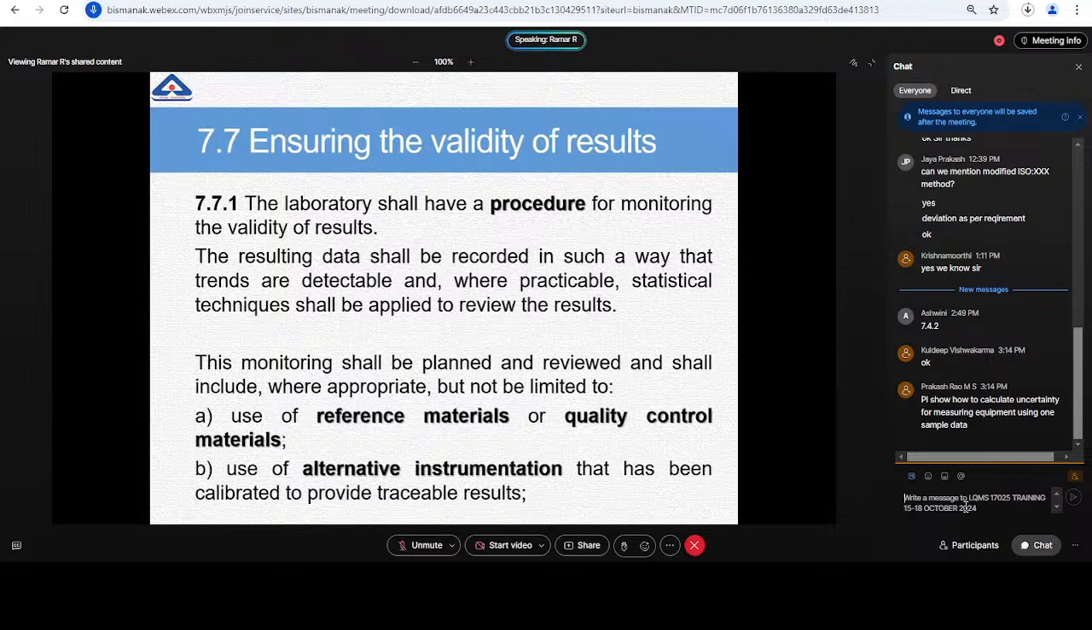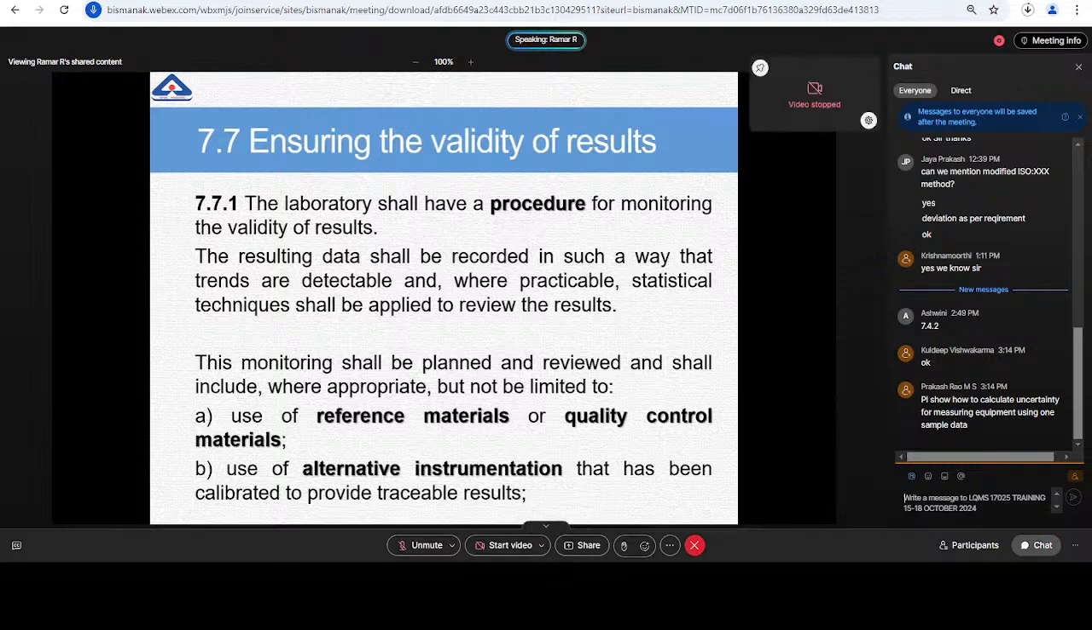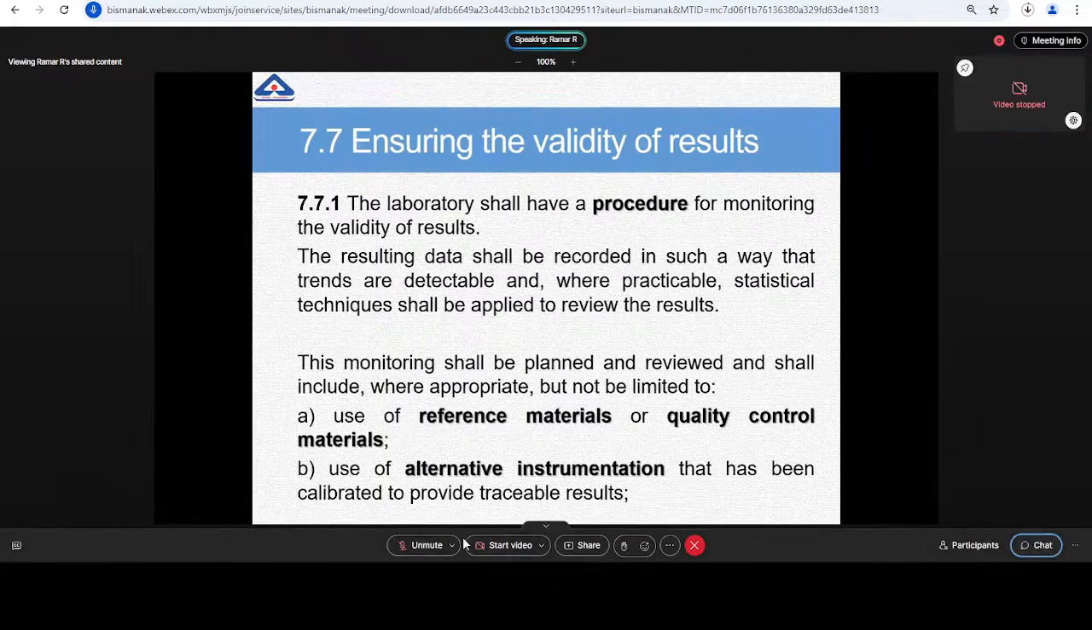And this is every batch. Normally, for every 20 tests or 20 samples, they have to use one quality control activity, like reference material or quality control material. And the evaluation is mostly you can go with the percentage deviation or percentage recovery. So these are the ways you can evaluate.